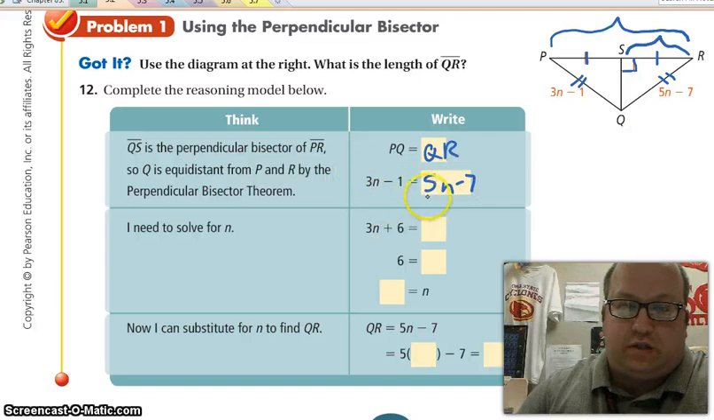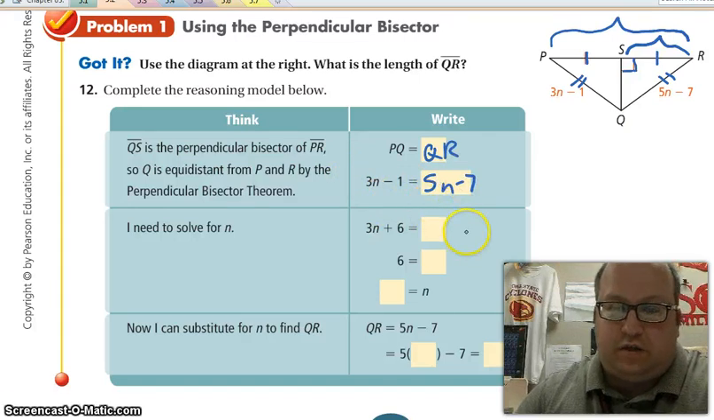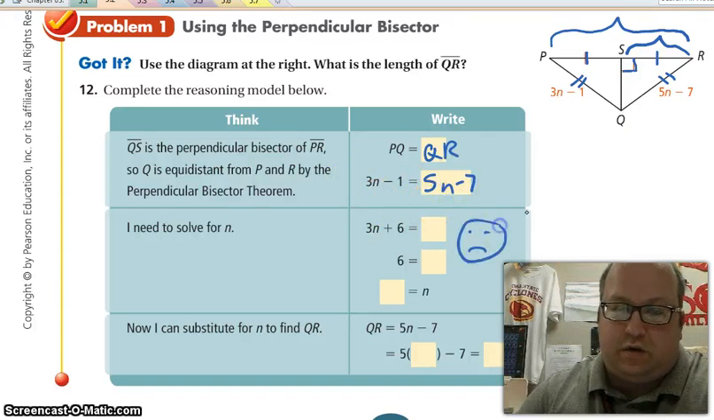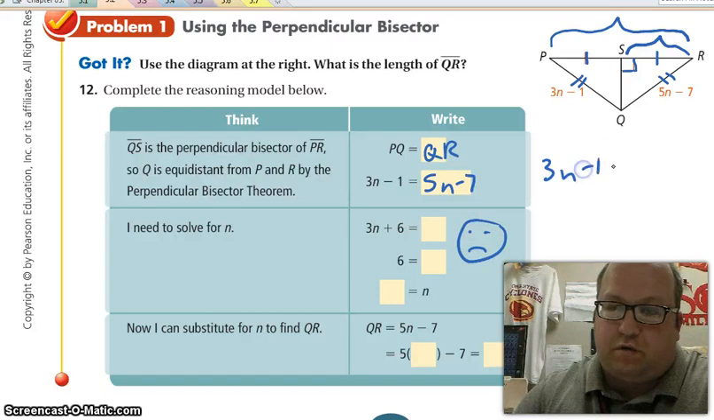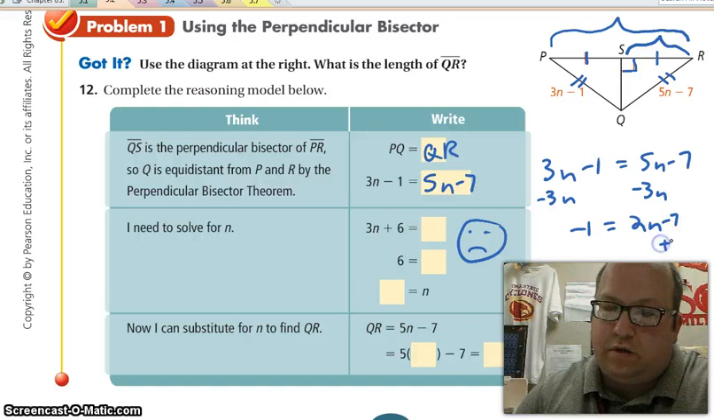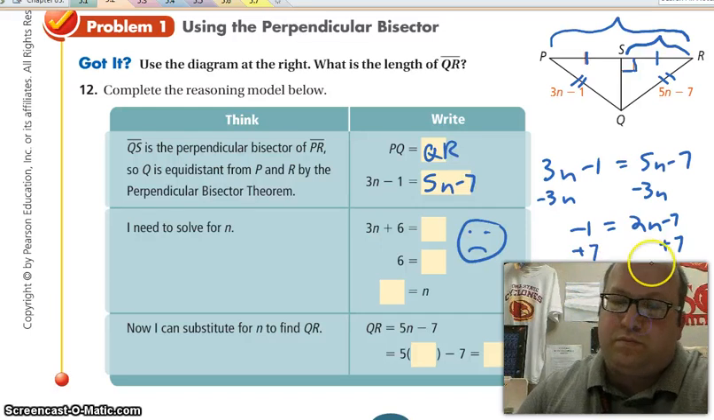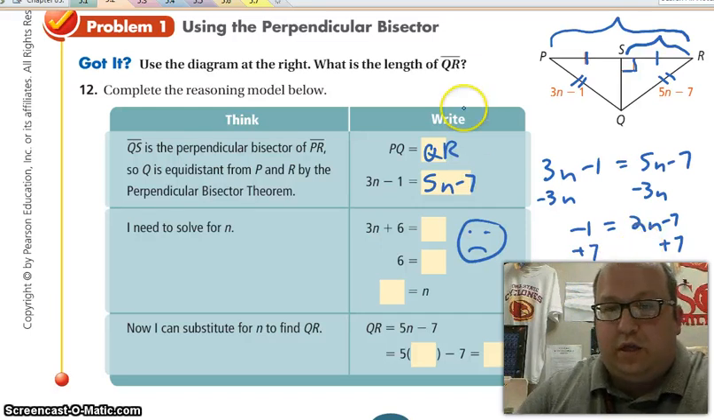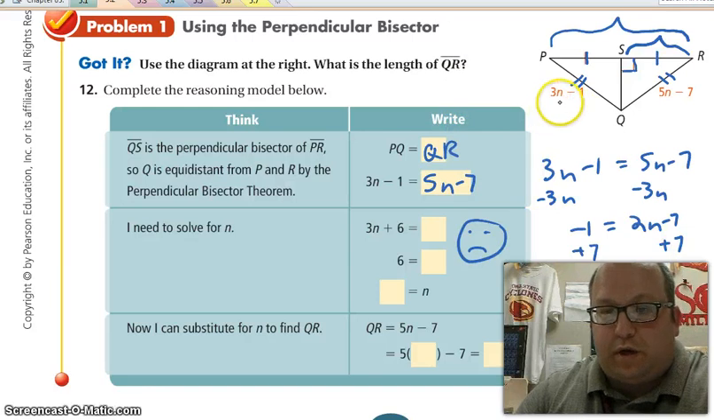Okay, well, we need to solve for n. I don't like the way they do it. I'm going to work it myself over here. I like to cancel the smaller variable first. Minus 3n, minus 3n. Well, negative 1 equals 2n minus 7. Remember, whatever we do to one side, we do to the other. Divide by 2. n is 3. Well, let's put it back in there real quick.